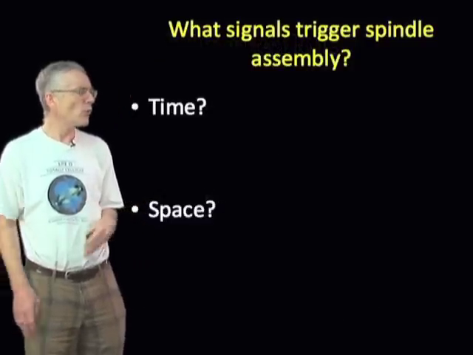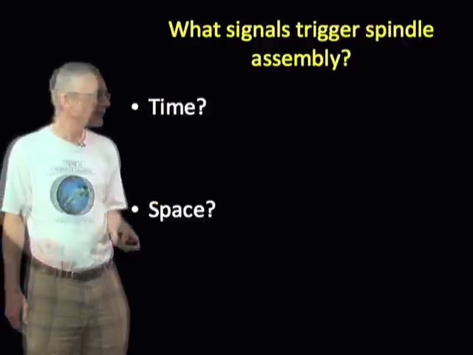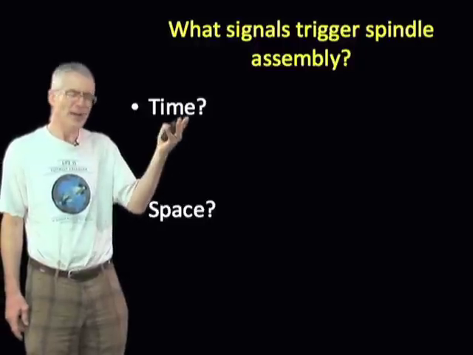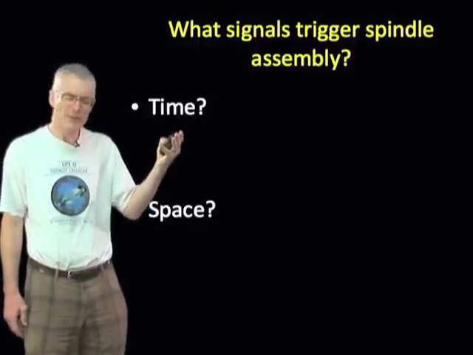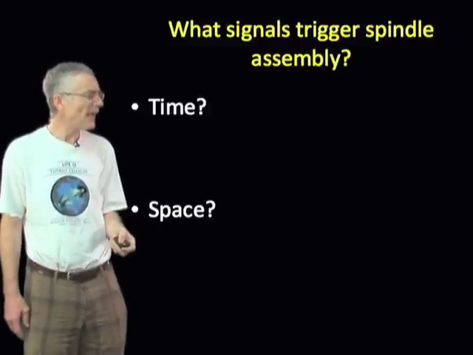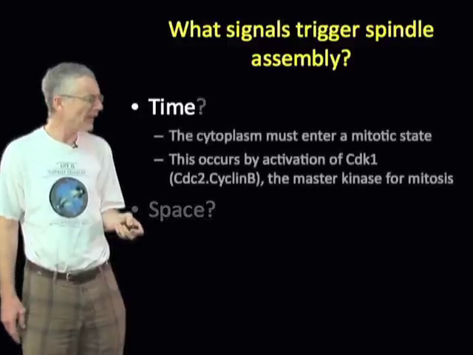So first, what triggers spindle assembly? And this question of what regulates spindle assembly can be broken down into a time question, what triggers when the spindle occurs, and then a space question, where it occurs. And none of this is work from my lab.